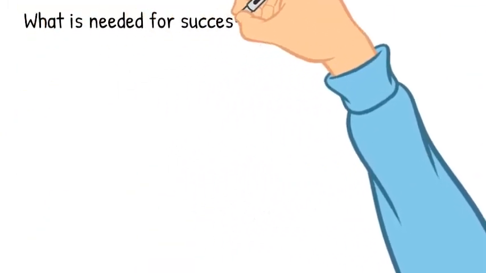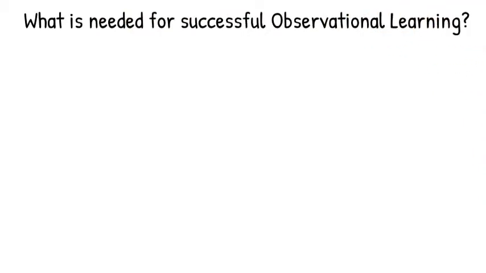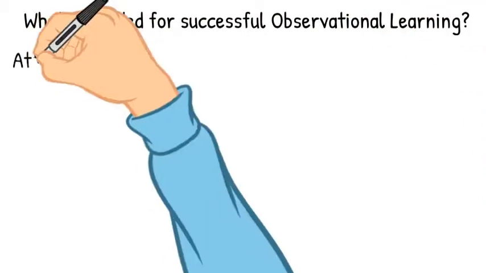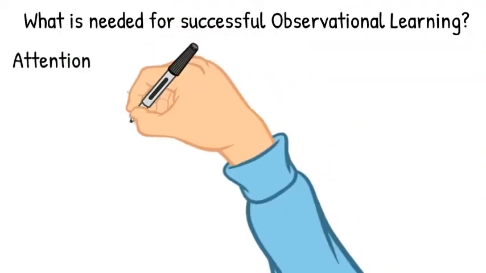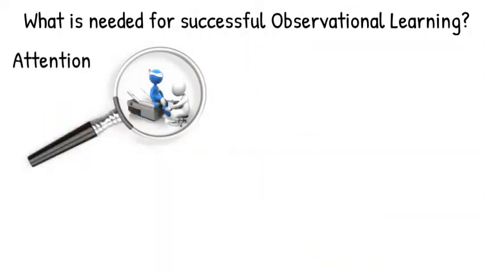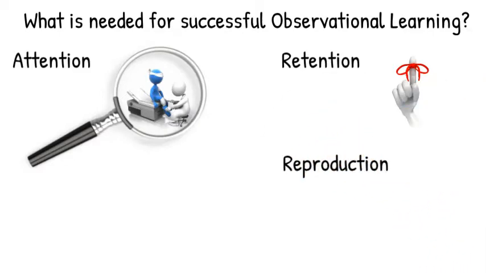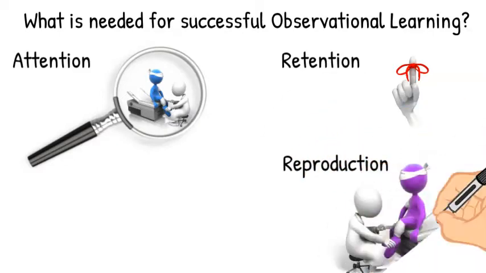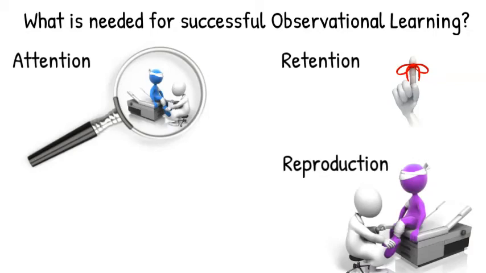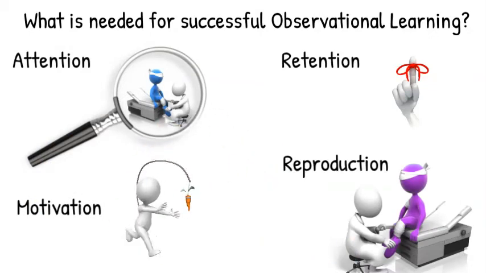What is needed for successful observational learning? Social learning theory outlines 4 steps. Attention. First, the learner pays attention to the behavior being modeled. Retention. Second, the learner stores the information in a way they can recall in the future. Reproduction. Third, the learner recalls the information and enacts the behavior that was modeled. And motivation. Fourth, the learner is motivated to reproduce the behavior in the future.